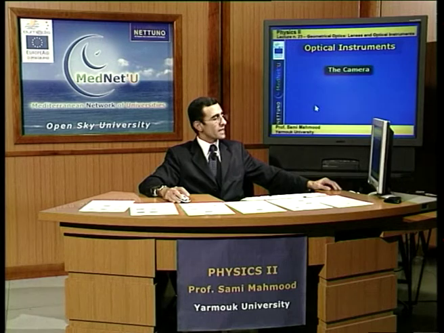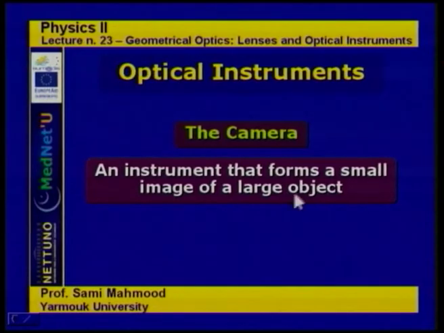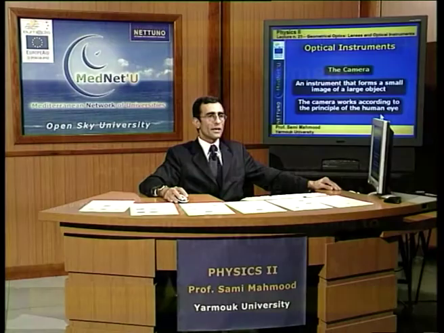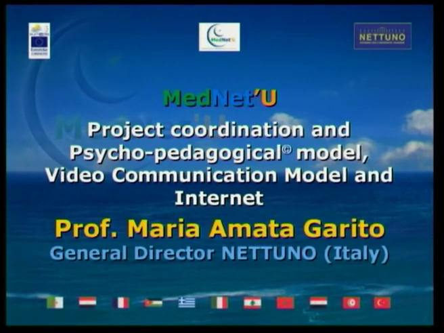And finally, the last instrument that we have to mention is the camera. The camera is an instrument that forms a small image of a larger object. It's just the other way around. And the camera works according to the principle of the human eye. At this point, I end my discussion of the optical instruments, and I thank you for your attention.